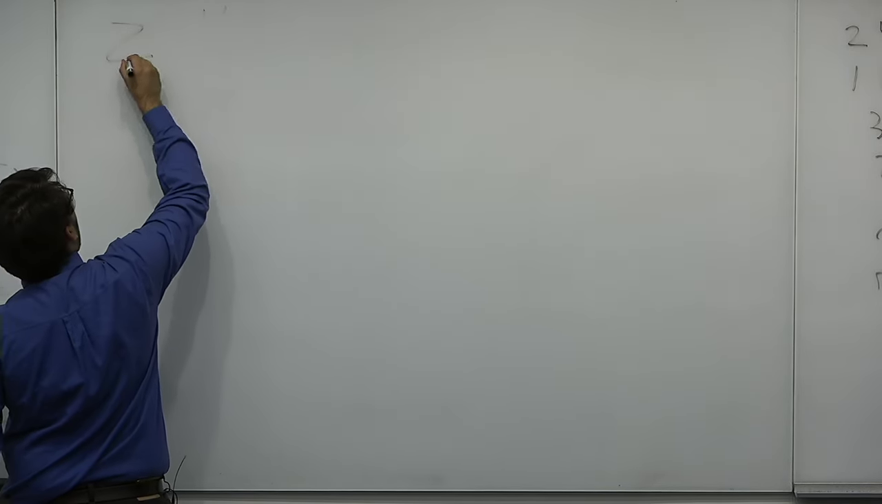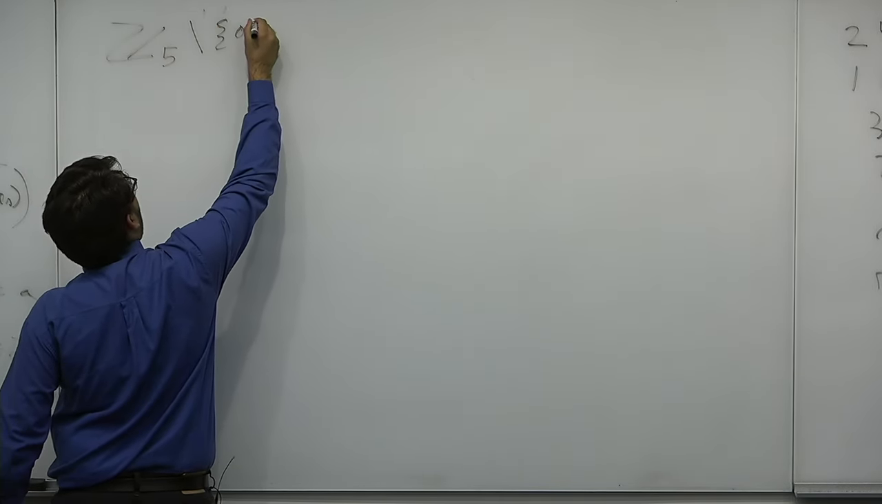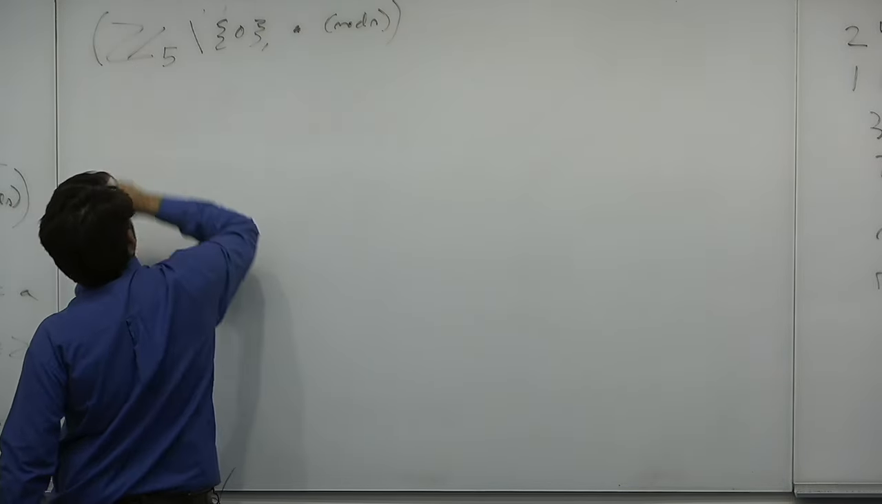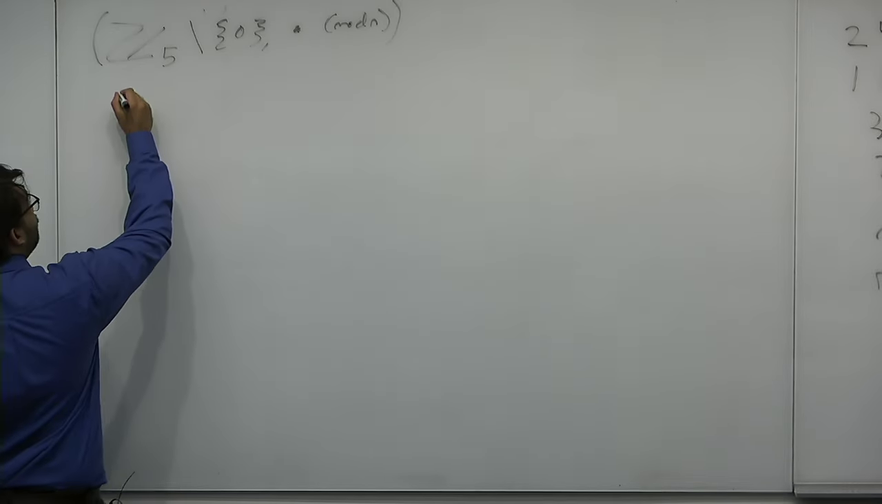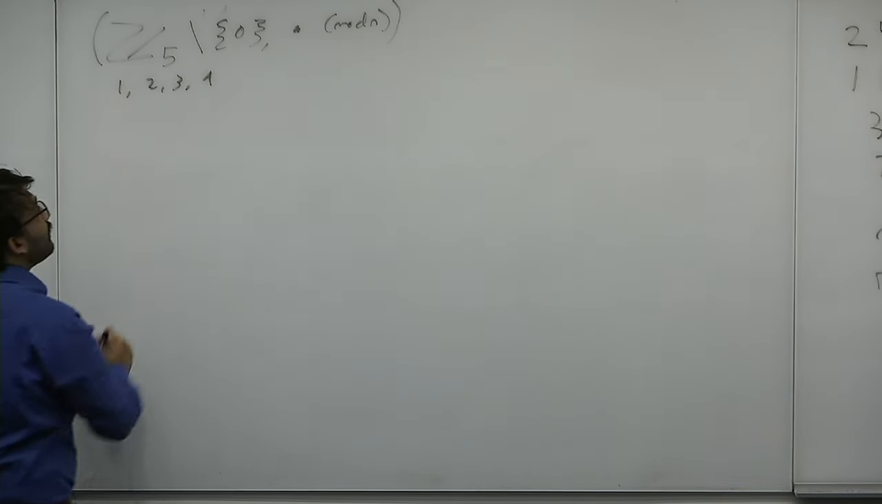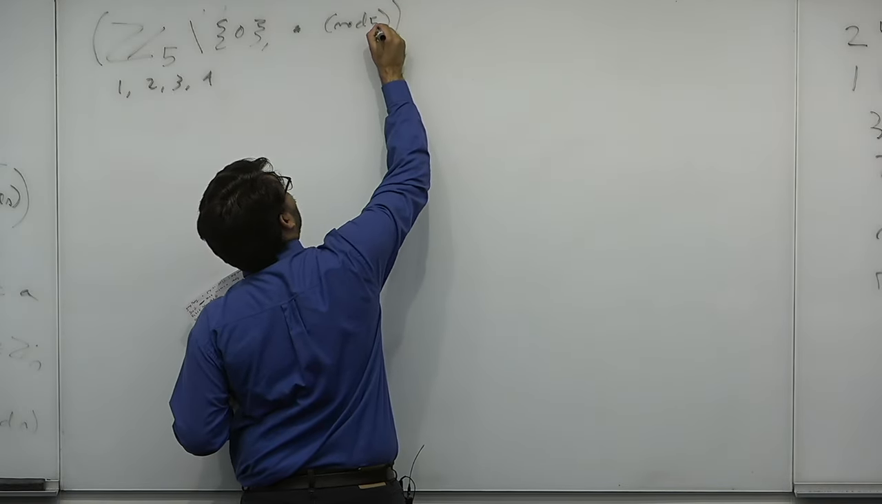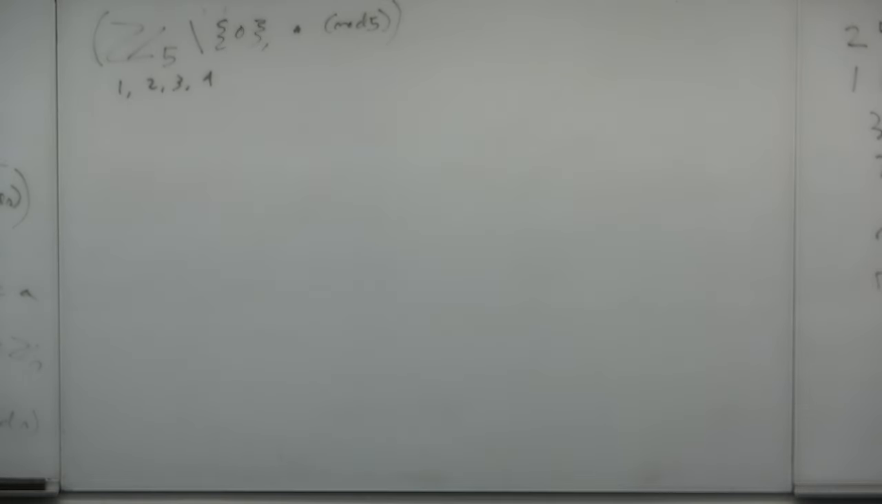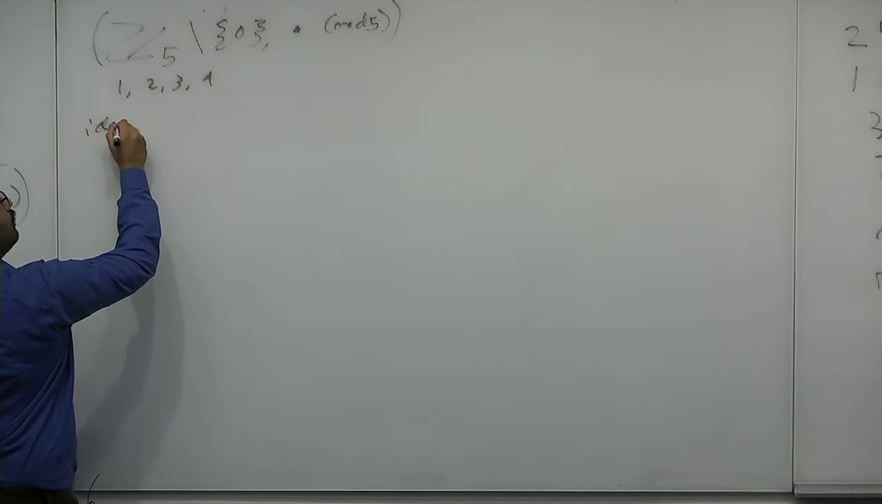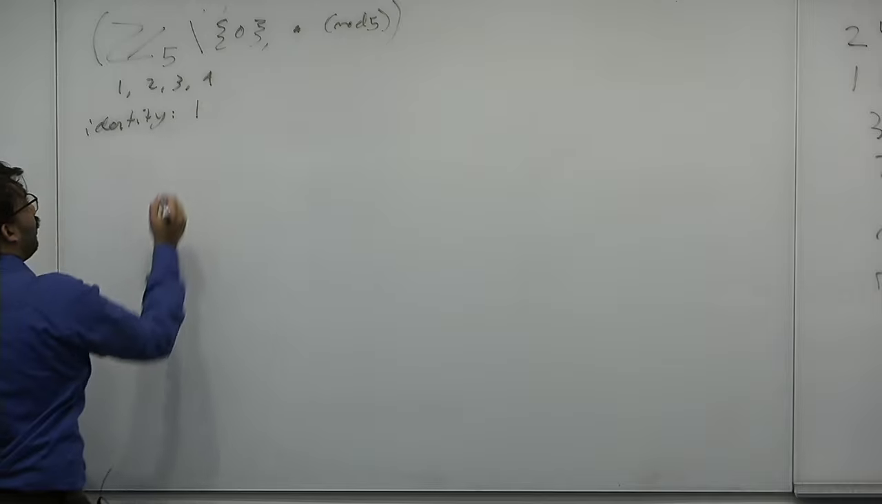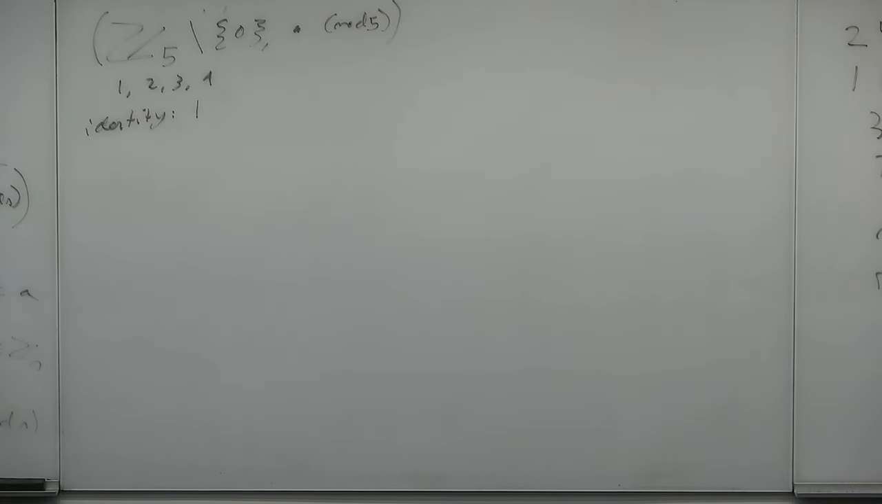Let's do Z5 without 0 under multiplication mod n. We get rid of the 0 usually when we do multiplication because 0 acts like an annihilator. It doesn't act like an identity. It's kind of a bad thing to have. This Z5 consists of the elements 1, 2, 3, and 4, mod 5. What's the identity? 1. 1 times n is n, right? Is it associative? Yes. Do you get closure by mod? Yes, you get closure.